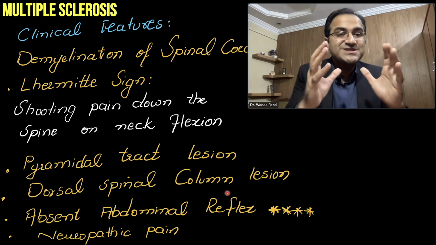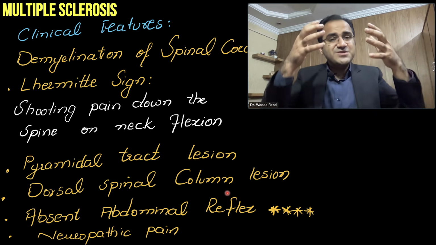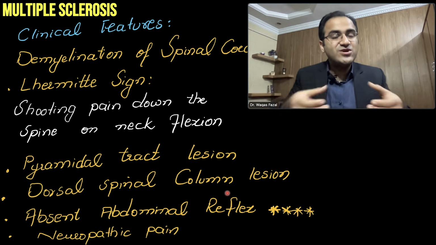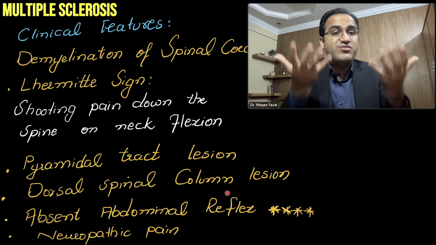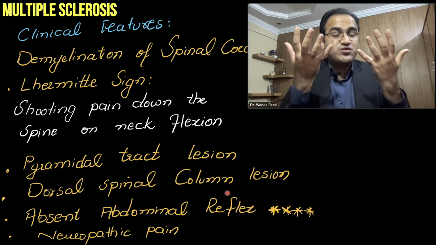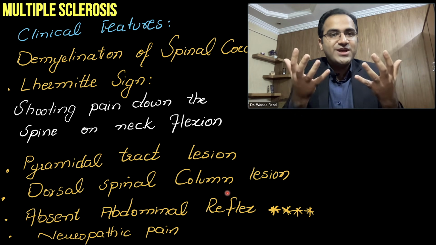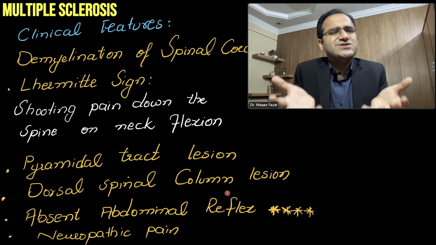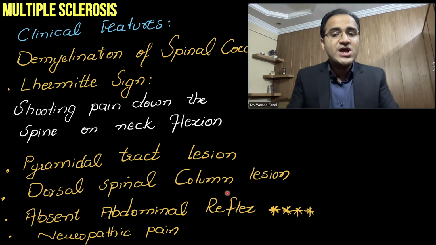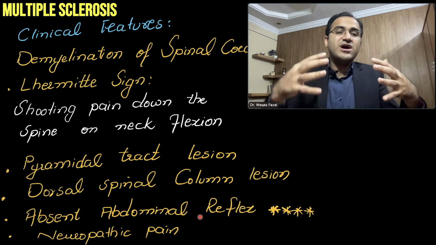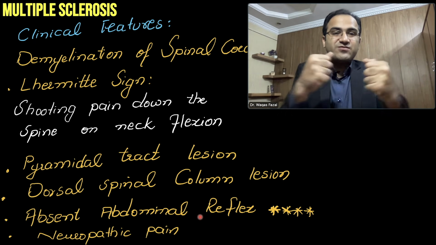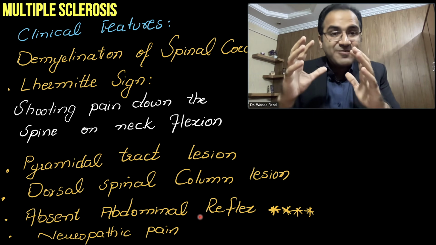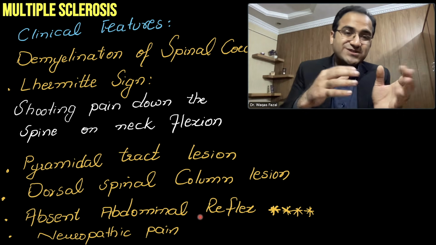Dorsal spinal column lesion: the dorsal column medial lemniscal system is also damaged. The dorsal column medial lemniscal system is basically a set of neurons that carries the sense of vibration and sense of fine touch from the hands, from the legs, from the body. And when the dorsal column medial lemniscal system is damaged in multiple sclerosis, there is loss of sensation from the body. Absent abdominal reflex: normally when you scratch the abdomen, there is a reflex that the muscles of the abdomen get contracted, but the abdominal reflex is lost due to demyelination.